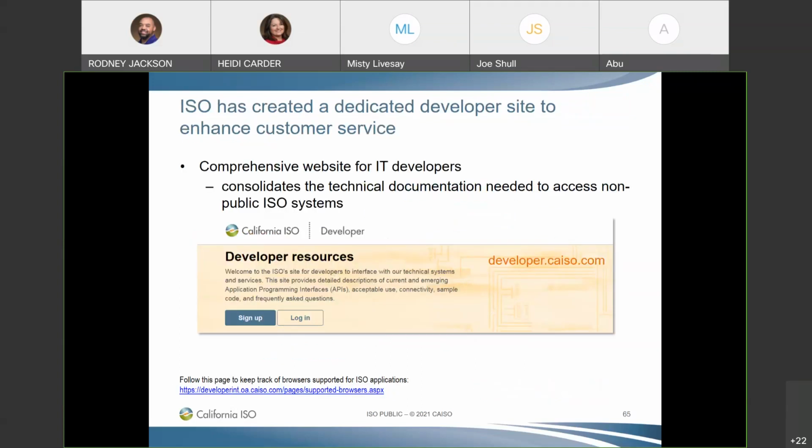Now, the ISO has created a dedicated developer site to enhance the customer service. So we did this to simplify doing business with the ISO. We provide a comprehensive website for developers that consolidates the technical documentation developers need, giving them the APIs, connectivity instructions, and we also have interface definition files, sample code, URLs. We give you the information you need so you can work with us as a developer. So you can sign up for that and make sure you have the information available to you.